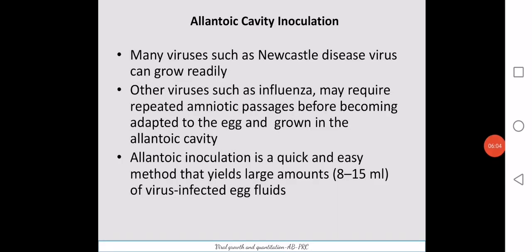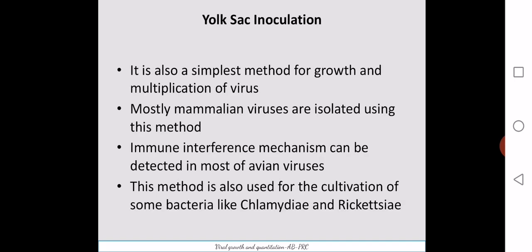Again, certain viruses like influenza virus and Newcastle disease virus are inoculated into the allantoic cavity. It's comparatively easy to inoculate and cultivate viruses. Then the yolk sac, again one of the simple methods, in which mostly mammalian viruses are isolated. Okay, so these are the different routes of inoculation for animal viruses into an embryonated egg.